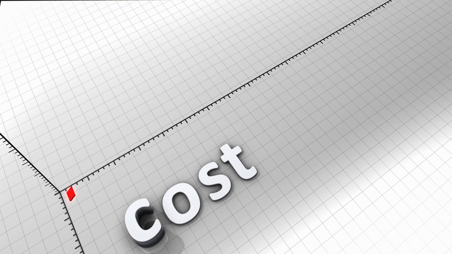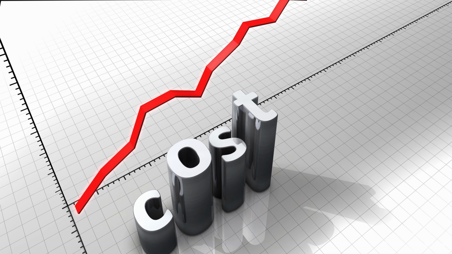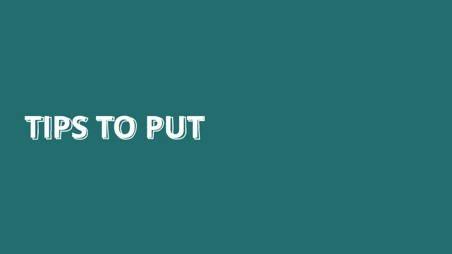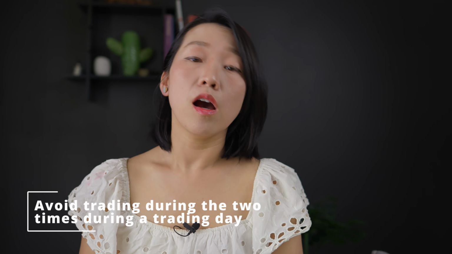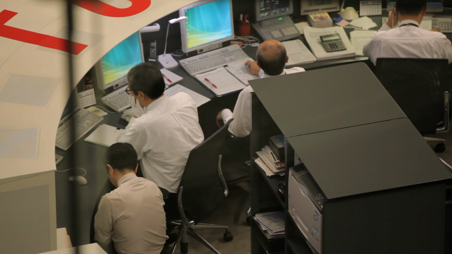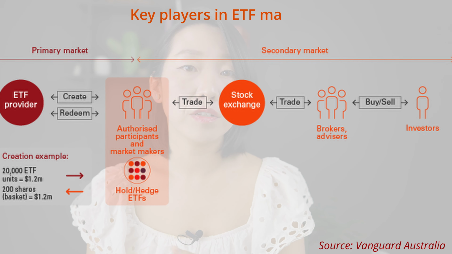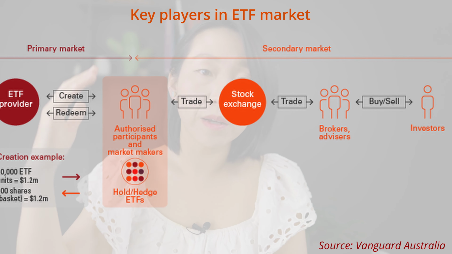If we can control our purchase costs as well as possible over the years, we can maximize our long-term returns. So here are some tips to help us achieve this. Number one, avoid trading during 2 times during a trading day. The difference between an ETF's intraday price and its NAV is the largest at the opening and the closing of the market. Because at this time, market makers who set the market price are balancing their books and they're trying to get you to buy high and sell low to make profits, which will result in a wider bid and ask spread.